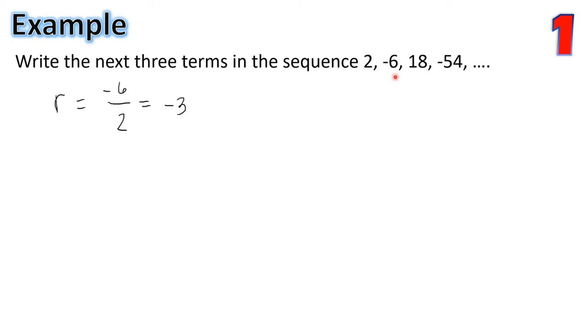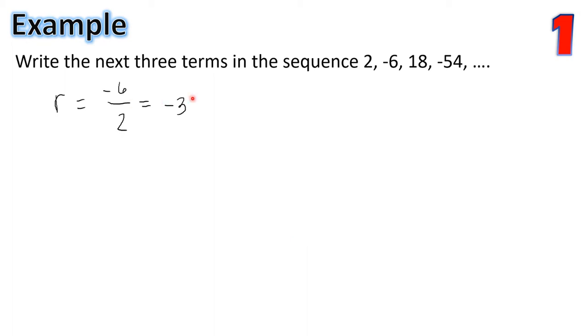Negative 6 times negative 3 is 18. 18 times negative 3 is negative 54. Hence, the common ratio that we have is correct. That's negative 3. Also, it can be checked by getting the ratio between any term and the previous term. Let's say negative 54 over 18 is negative 3. So the common ratio is negative 3.